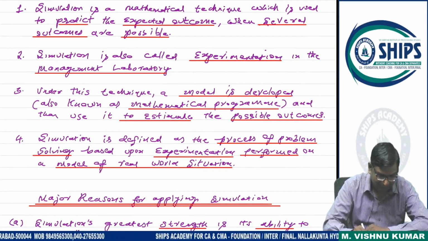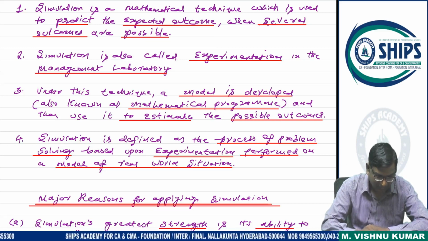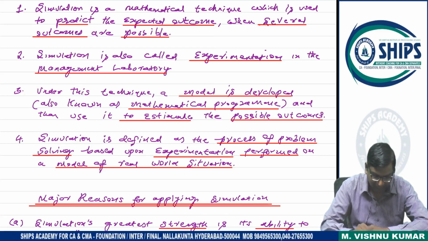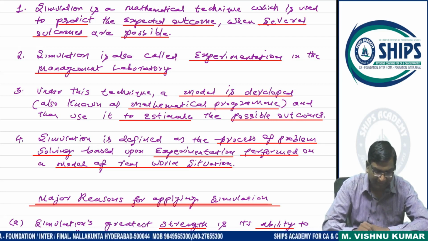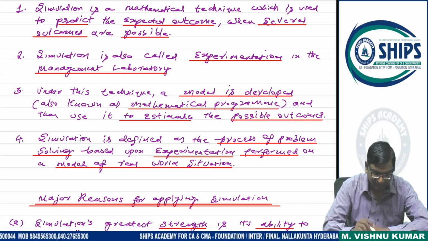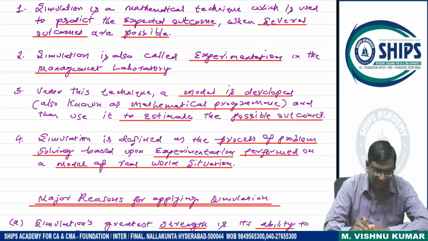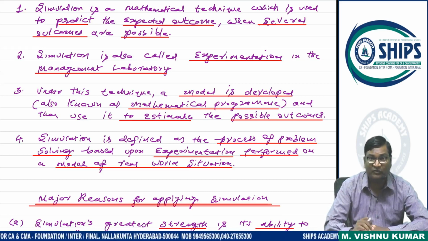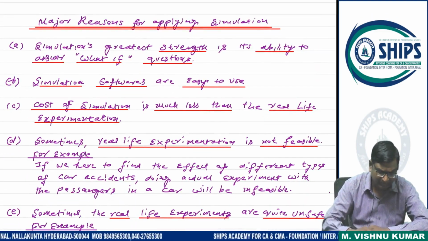Under this technique, a model is developed, also known as a mathematical program, and then used to estimate the possible outcomes. So simulation is defined as a process of problem solving based upon experimentation performed on a model of a real-world situation. So they will develop one model. In that model, they will do the experimentation and try to understand what the impact can be. Because in some cases, it is impractical and infeasible for the organization to do the experimentation in a real environment. So they need one model. In that case, simulation is the best mathematical technique through which we can check the experimentation and perform a trial. Understand? So this is simulation. Yes, all students understand what simulation is now?